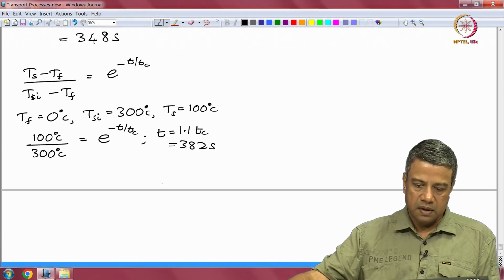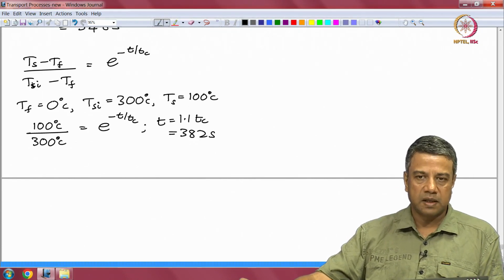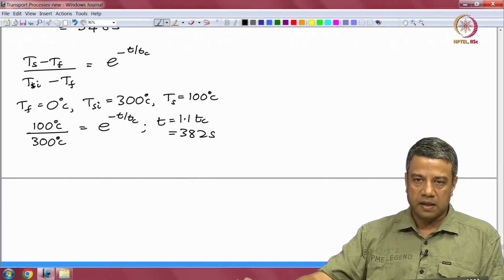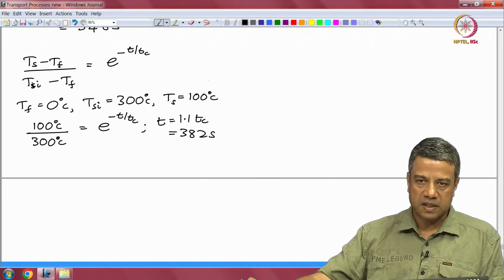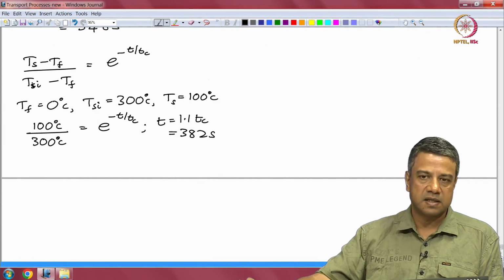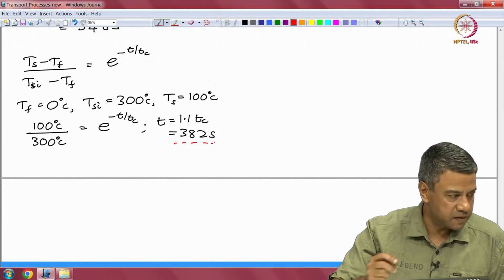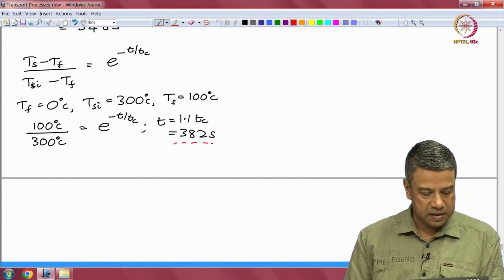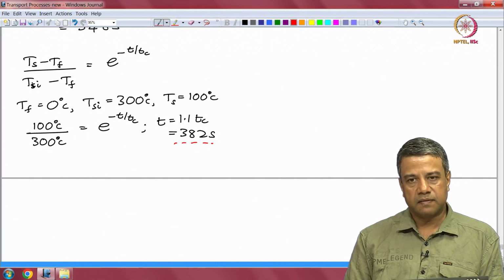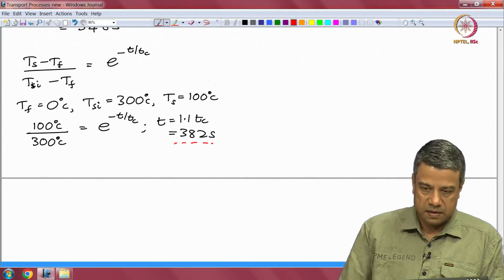And finally, I have assumed in the correlation that the Nusselt number, Peclet number correlation is derived for a steady flow. So, I have to verify at the end that the time required for reaching steady state is much smaller than the time taken for the change in temperature of the sphere. I have to verify that the time taken for steady state is much smaller than the time taken for the change in temperature of the surface of the sphere, which is 382 seconds.